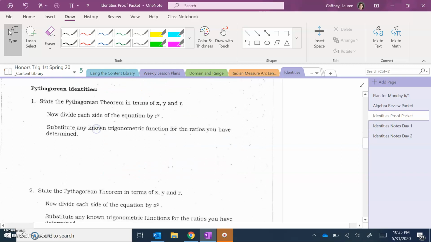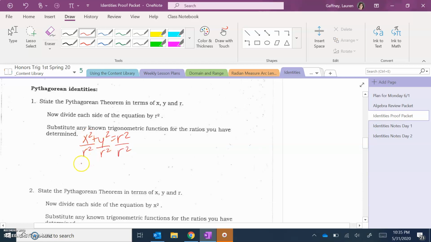Okay, now the Pythagorean identities. So you're used to saying, okay, Pythagorean theorem is a squared plus b squared equals c squared. Well, in terms of x, y, and r, it's x squared plus y squared equals r squared, if we use x, y, and r instead of a, b, and c. Okay, so what we're going to do here, we're going to take x squared plus y squared equals r squared. It says divide each side of the equation by r squared.